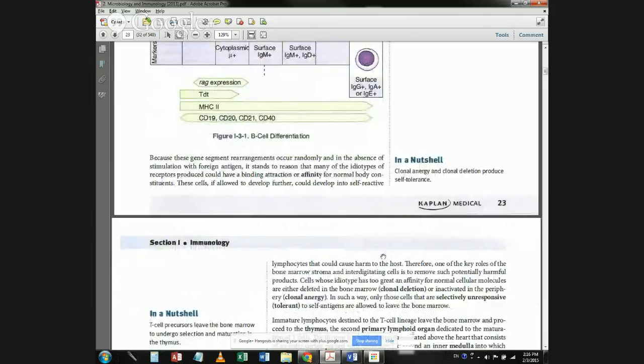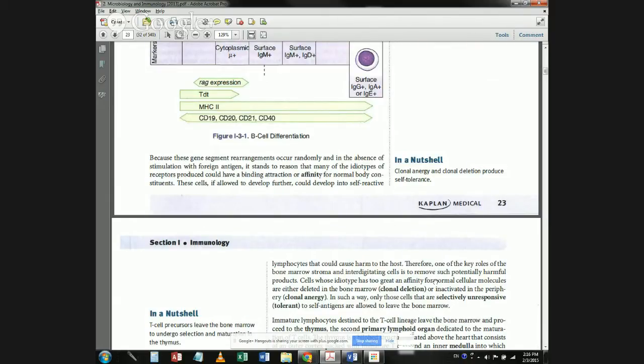So these cells, if allowed to develop further, could develop into self-reactive lymphocytes that could cause harm to the host. Therefore, one of the key roles of the bone marrow stroma and interdigitating cells is to remove such potentially harmful products. Now, cells whose idiotype has too great an affinity for normal cellular molecules are going to be either deleted in the bone marrow or inactivated in the periphery.